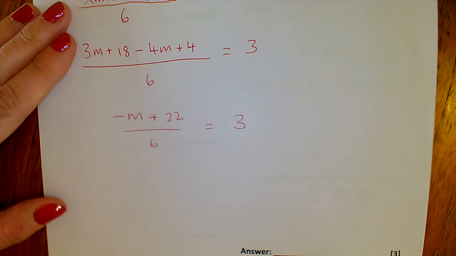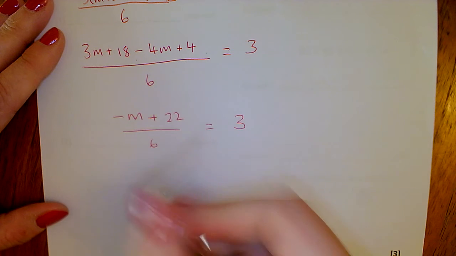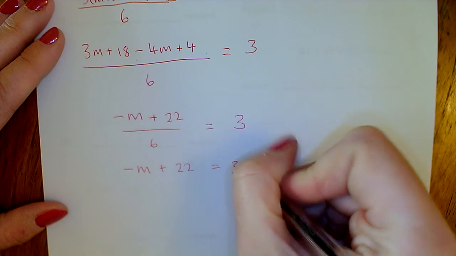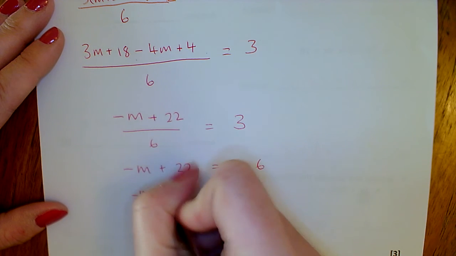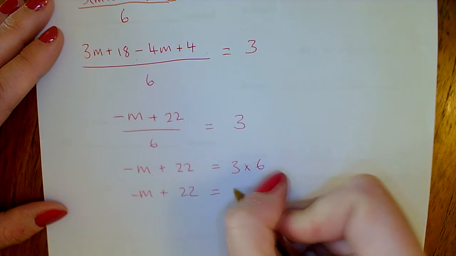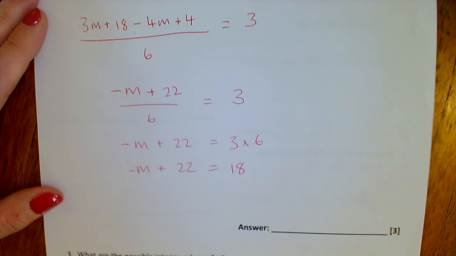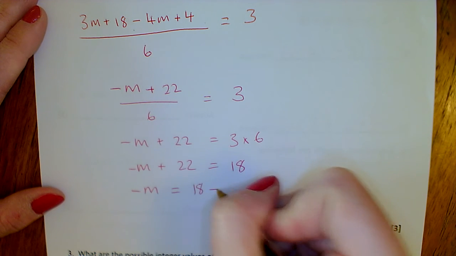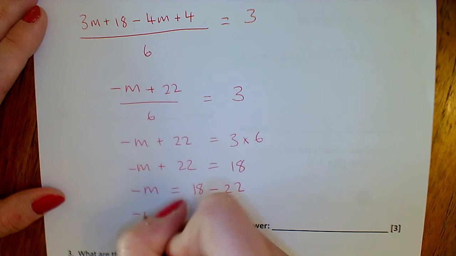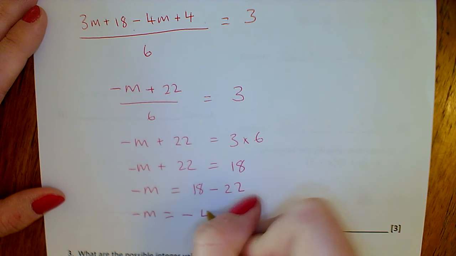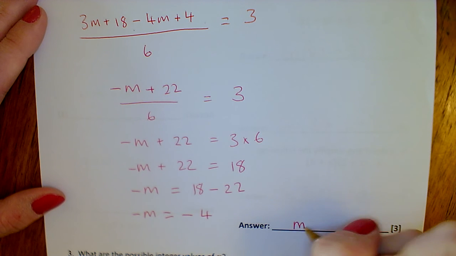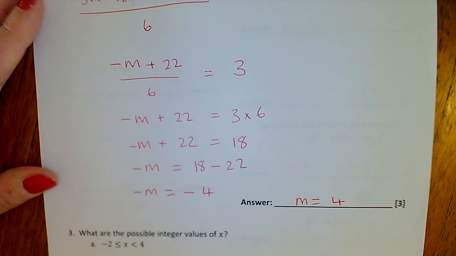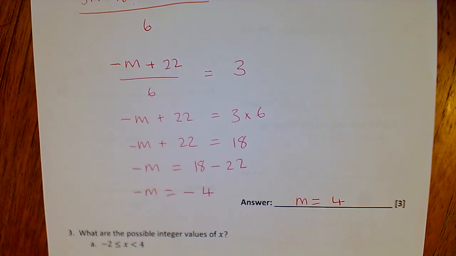Now I'm going to bring that divide by 6 across, and it becomes a multiply by 6. So we get 3 6's, which are 18. I'm going to take my 22 across and take it away, and I get minus m equals minus 4, which means m equals 4. You can just get rid of the minuses on each side.